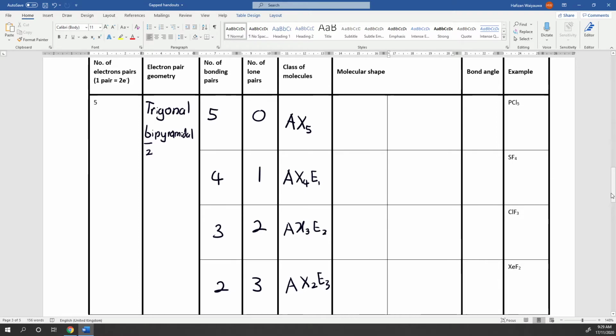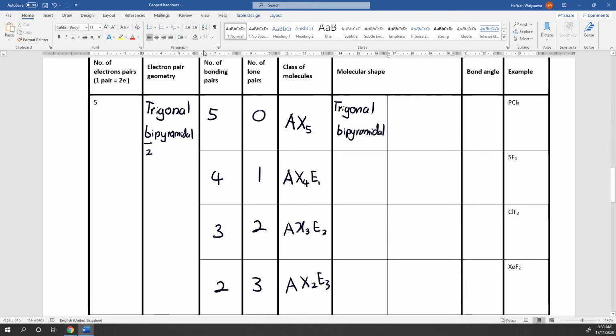Okay, so now what is the name for the molecular shape? So it has no lone pairs, meaning it is not distorted in any way. So it is still trigonal bipyramidal. Like your assignment, all those molecules have no lone pairs, right? So every one of those molecules is not distorted. All of those are basic shapes.